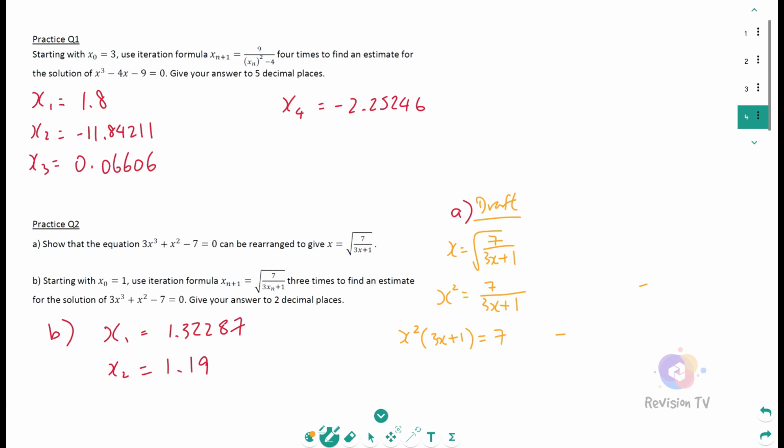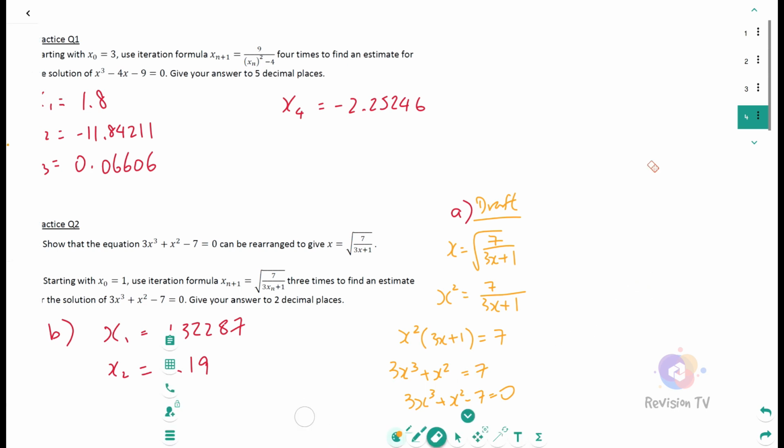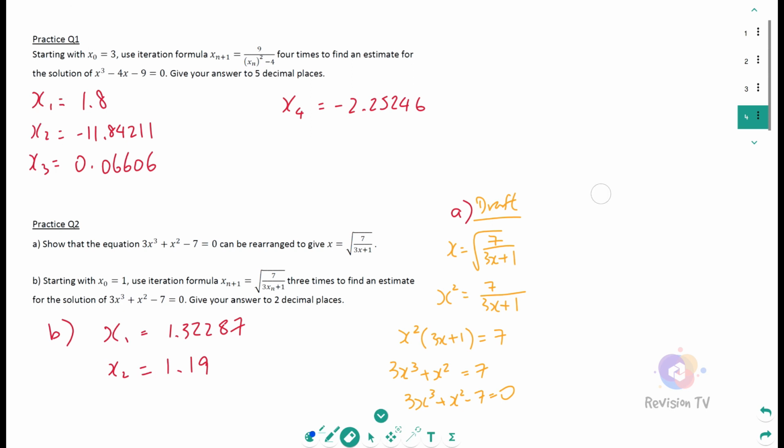Expand the bracket. So 3x cubed plus x squared equals 7. Bring the 7 to the left hand side. 3x cubed plus x squared minus 7 equals 0. So we've got to the equation. Now next step, we have to work backwards to do the answer. So that's the answer. Okay. So start backwards, start from here. 3x cubed plus x squared minus 7 equals 0. And the next step, we'll bring the 7, just copy it basically.